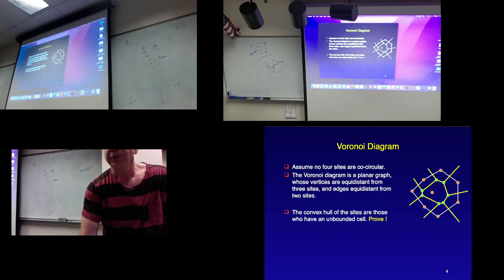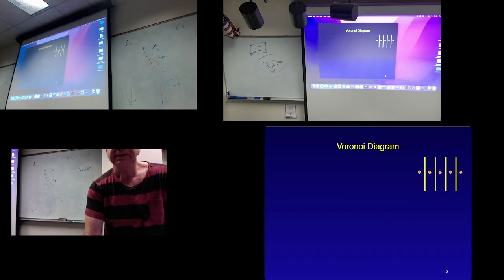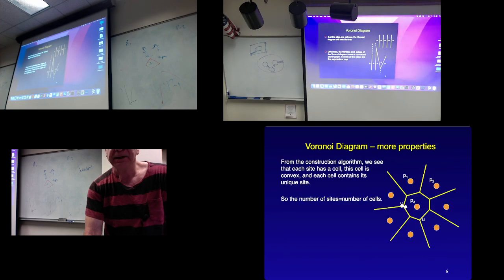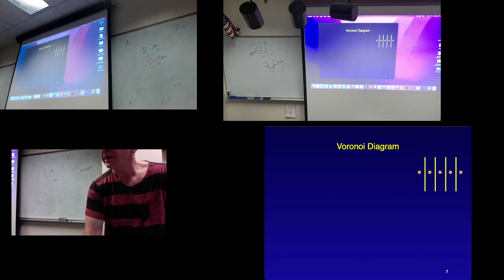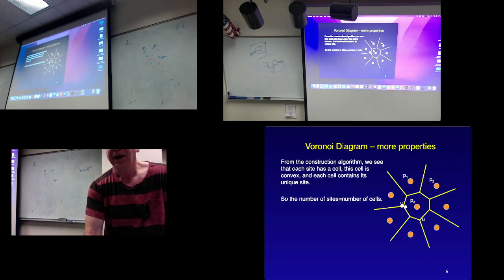Without this trick, who lies on the unbounded faces? Surprise, surprise, it's the vertices of the convex hull. I let you prove half of it; the other part is slightly more complicated. The Voronoi diagram is normally connected. The only case where it's not connected is if all my points are collinear.